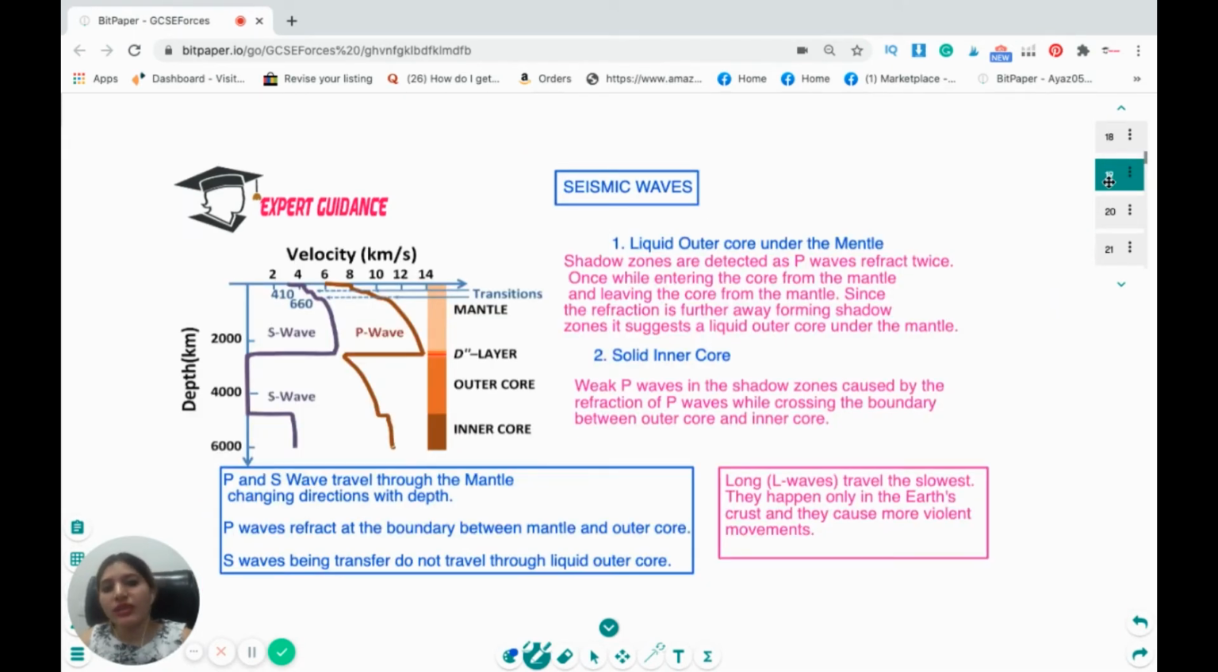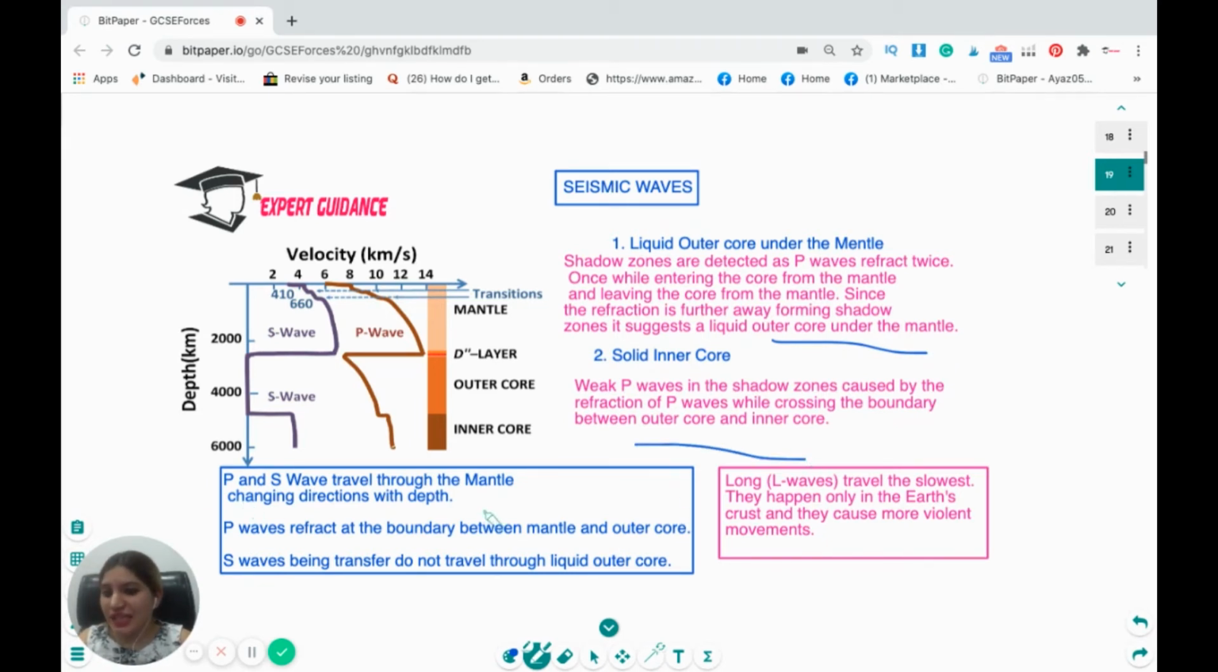Okay, now what information do the seismic waves give you? It tells us that there's a liquid outer core under the mantle, because you have the shadow zones that are detected as P waves refract twice, once while entering the core from the mantle and once while leaving the core to the mantle. Since the refraction forms the shadow zone, it suggests there's a liquid outer core under the mantle, and we have a solid inner core, as the weak P waves in the shadow zone are caused by the refraction of P waves while crossing the boundary between the outer core and the inner core.